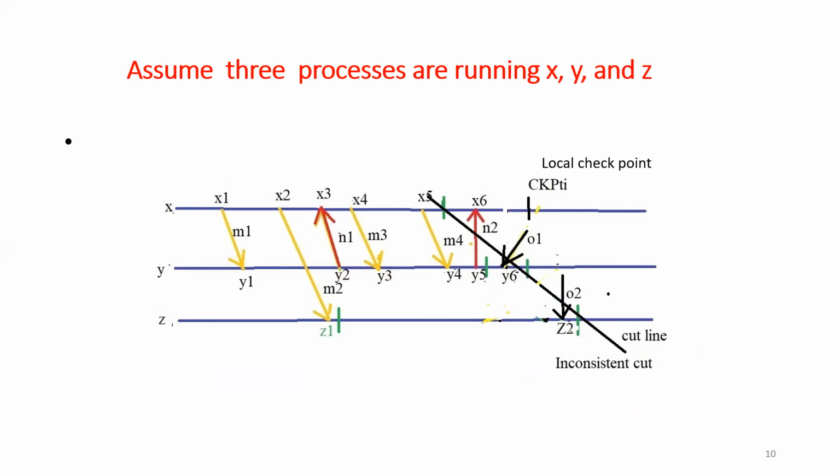Now assume there are 3 processes running: X, Y, and Z. X1, X2, X3, X4, X5, X6 are the events that happened in process X. Now take the process Y: Y1, Y2, Y3, Y4, Y5, Y6. These are the events that happened in process Y. And take the process Z. There are only 2 events happening, Z1 and Z2.